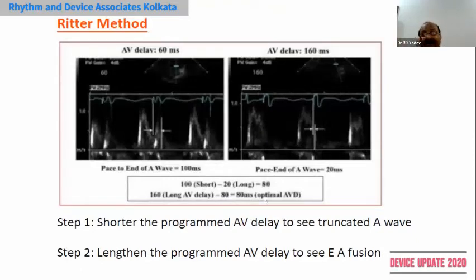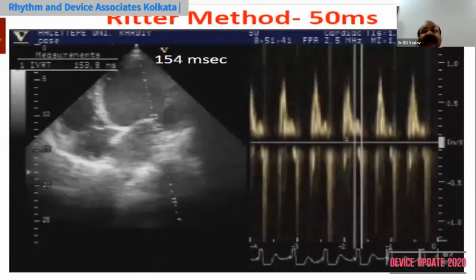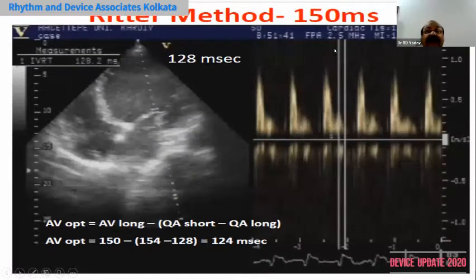That is the Ritter method. Very easy, but it is found to be not that accurate. Like here, when you did the 50 millisecond AV interval, it is 154 milliseconds. When you did the 150 millisecond, the interval is 128. So you minus it, 154 minus 128, and the maximum is 150. So 150 minus the difference of 154 minus 128, that is 124, is the ideal by Ritter's method.